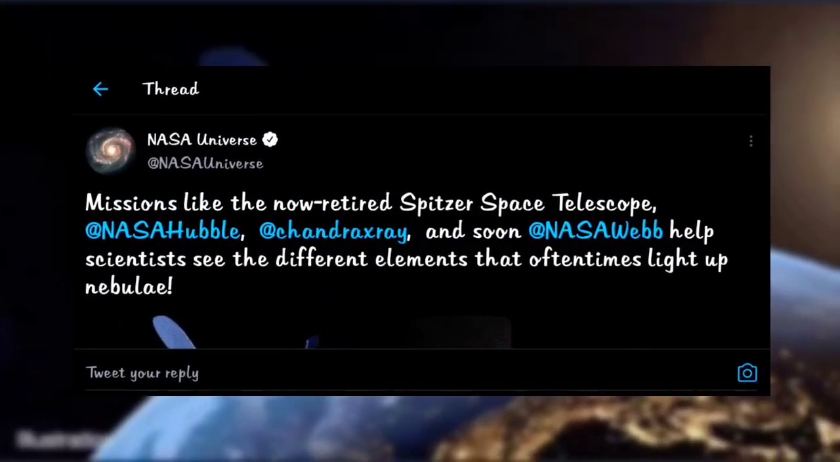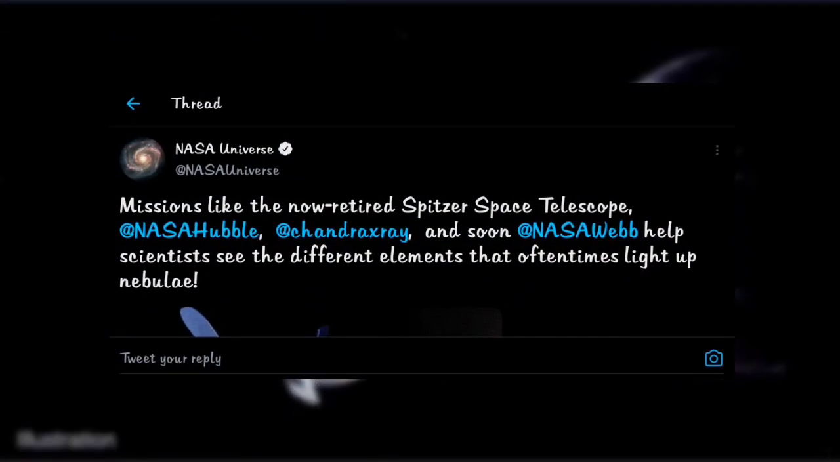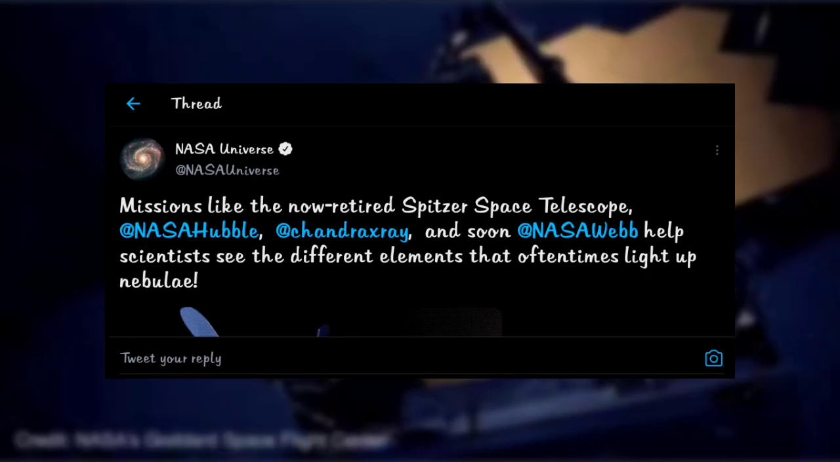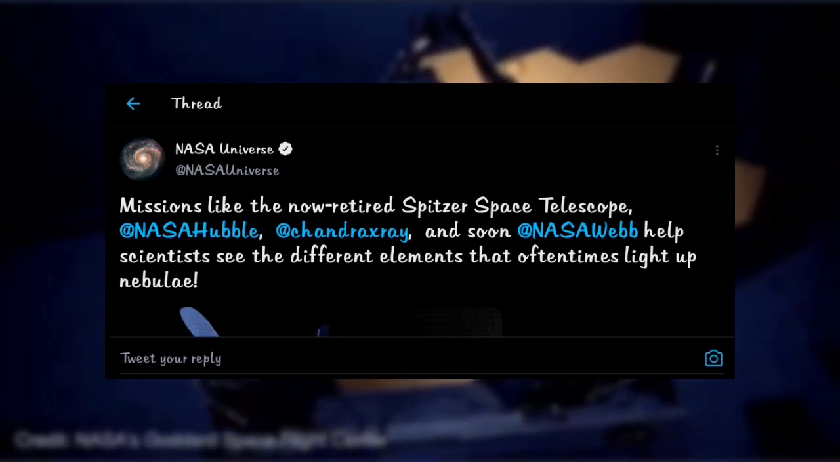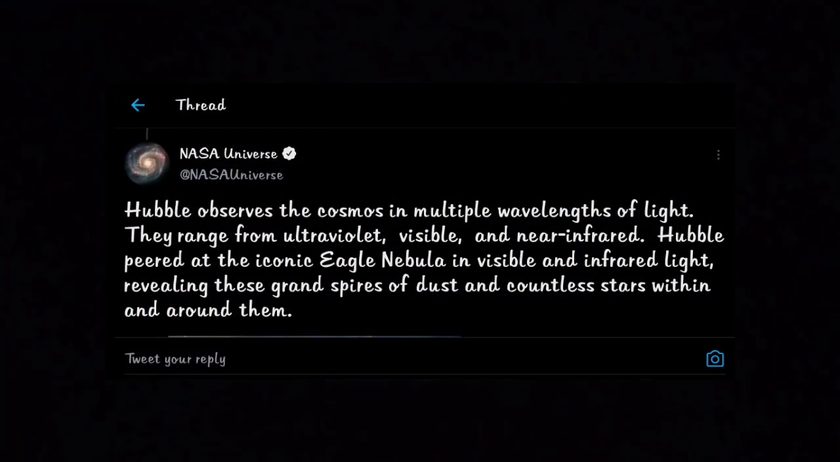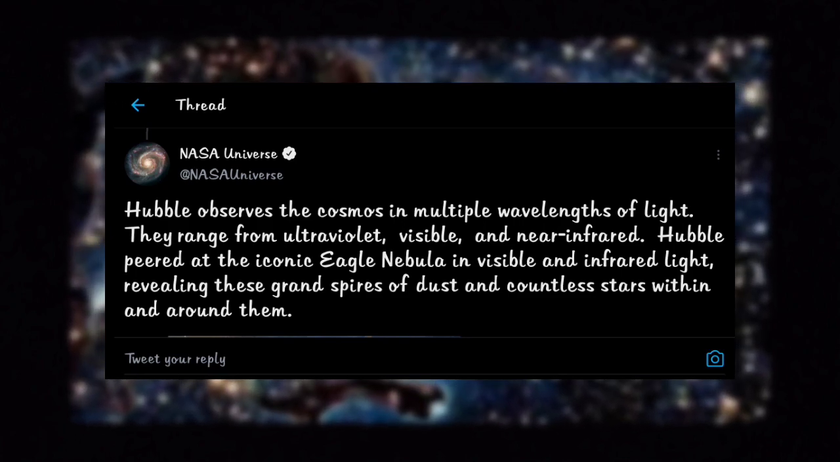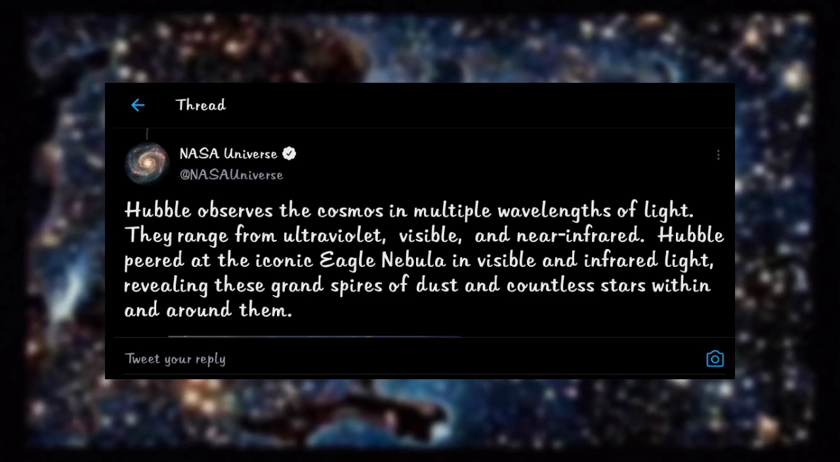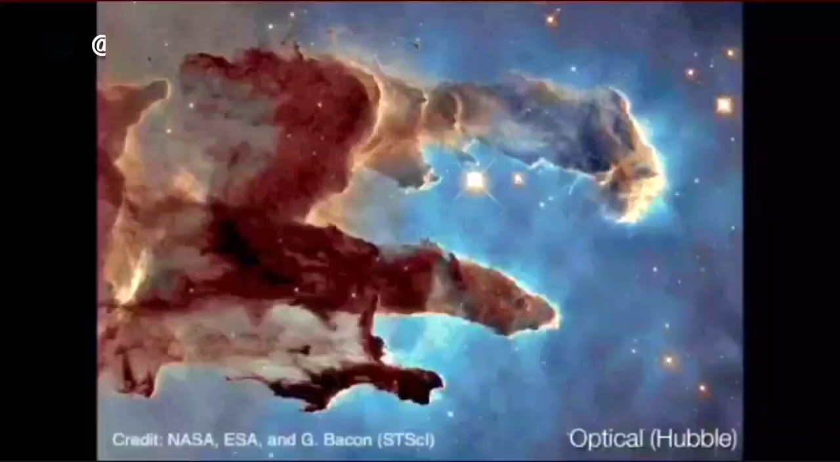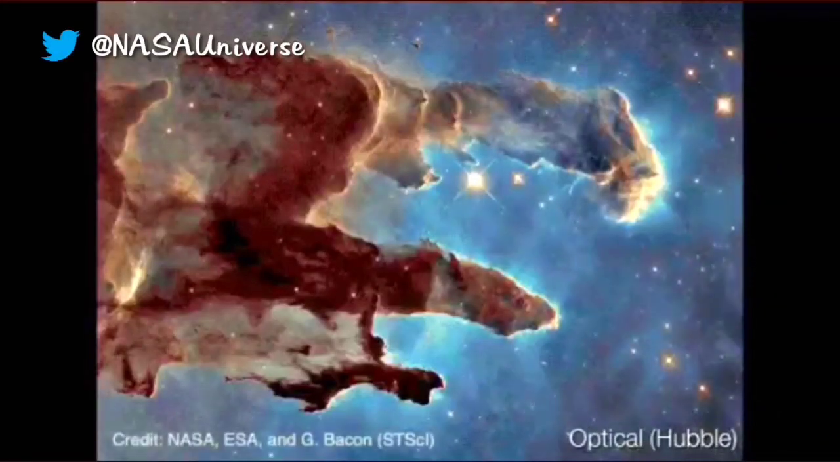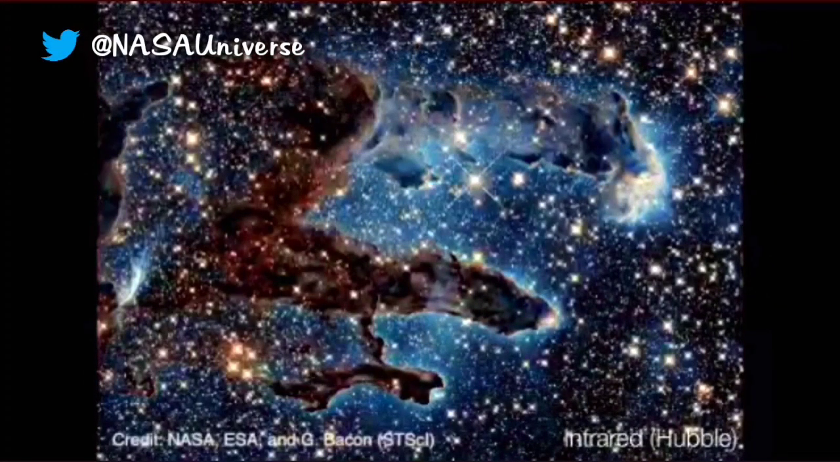Missions like the now-retired Spitzer Space Telescope, Hubble, Chandra and soon James Webb help scientists see the different elements that oftentimes light up nebulae. Hubble observes the cosmos in multiple wavelengths of light. They range from ultraviolet, visible, and near-infrared. Hubble peered at the iconic Eagle Nebula in visible and infrared light, revealing these grand spires of dust and countless stars within and around them.